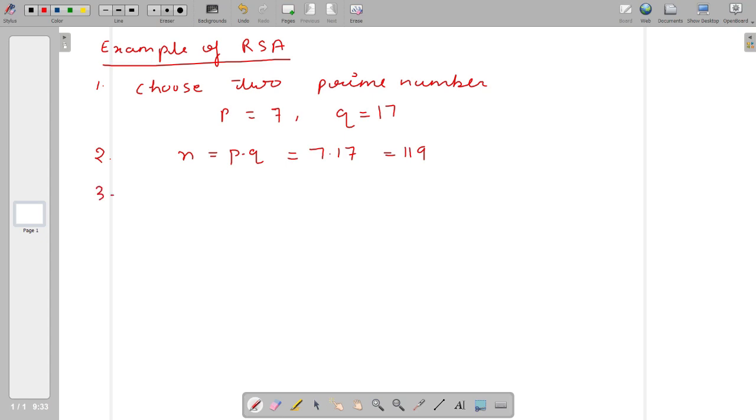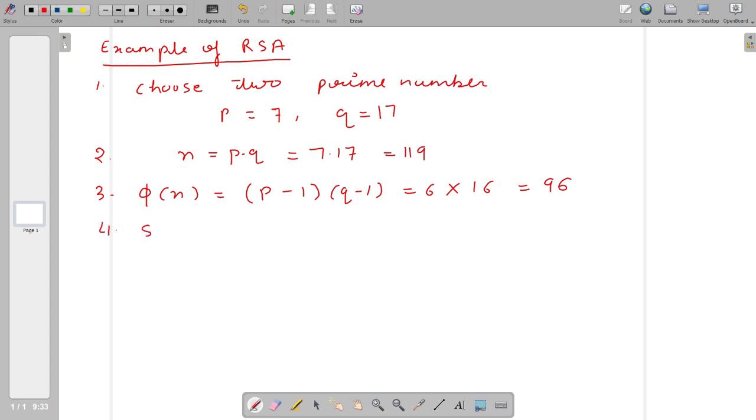Now we are going to calculate the Euler phi function phi n for this n. This n is the multiplication of P and Q. Both P and Q are prime, so phi n is going to be P minus 1 into Q minus 1. So it is going to be 6 into 16, which comes out to be 96.